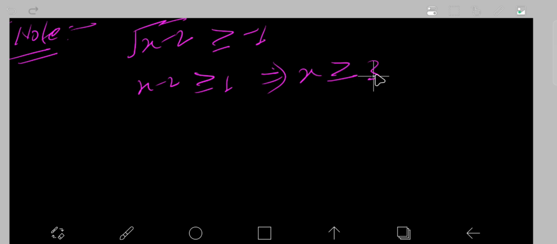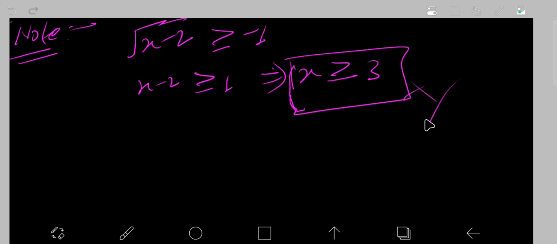So when this is greater than 0, this one is minus 1. Suppose we square both sides, then what do we get? x minus 2 is greater than or equal to a positive. Just think about this. When we add to both sides, this gives x greater than or equal to 3. But some values we skip when we are squaring, so this method you do not apply.